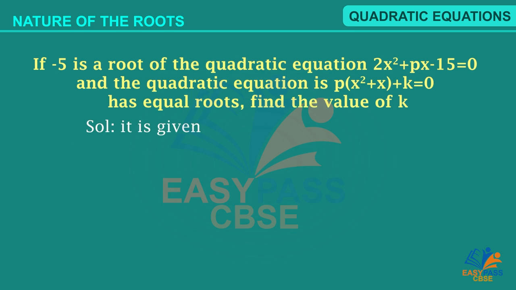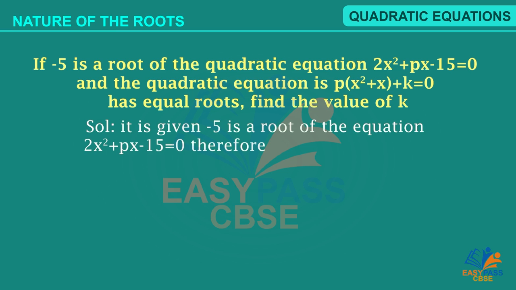Now minus 5 is the root of 2x square plus px minus 15 equal to 0. This minus 5 has to satisfy the equation. Now by using that information, get the p value. Substitute the p value in the second and get the k value.